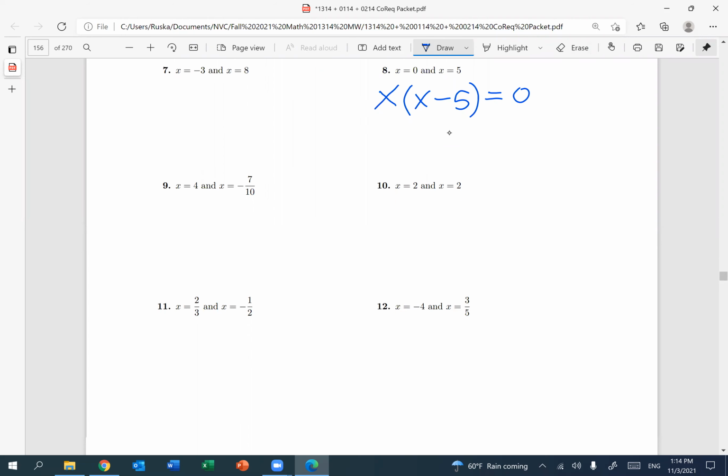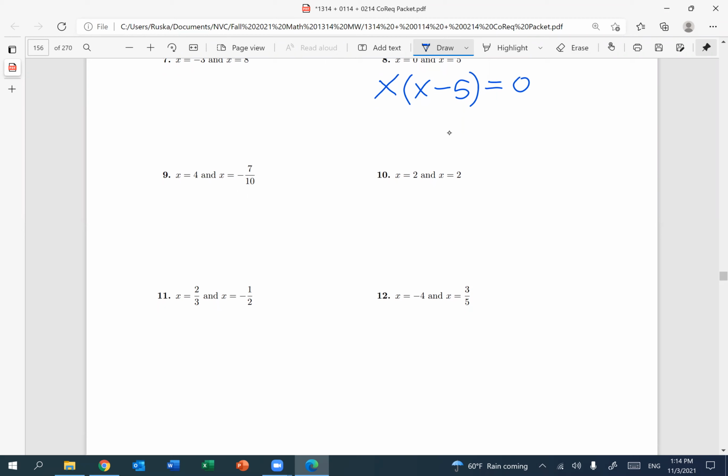Let's go ahead and do one with fraction. So let's go ahead and do, which one you want me to do? Let's do, somebody said 12. Okay, let's do 12. So from -4, I'm going to get x plus 4. It's opposite. And then from 3/5, I'm going to get x minus 3/5 equals 0.